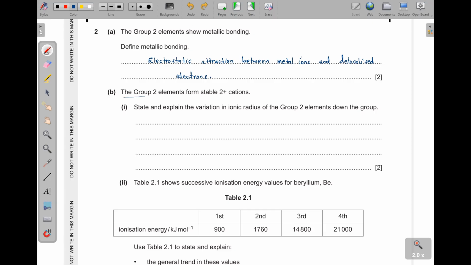Then B, the group 2 elements form stable 2+ ions. Roman 1, state and explain the variation in ionic radius of group 2 elements down the group. Of course, ionic radius has to increase. So we are stating first, then we shall say ionic radius increases down the group.